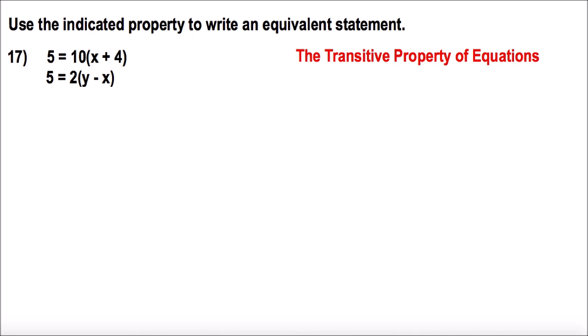Now we have two equations here. 5 equals 10 times the quantity x plus 4, and 5 equals 2 times the quantity y minus x. And let's use the transitive property of equations. It looks like both of these equations equal the same number or expression. Thus, 10 times the quantity x plus 4 is equal to 2 times the quantity y minus x.